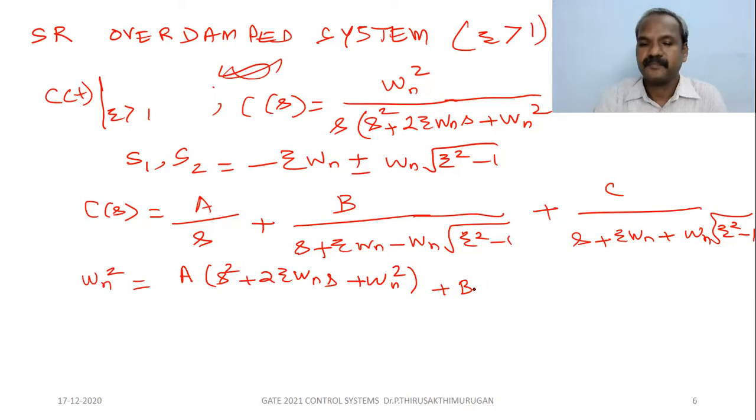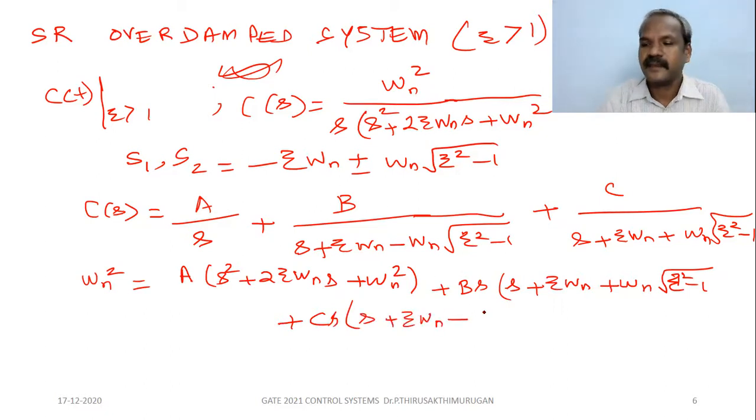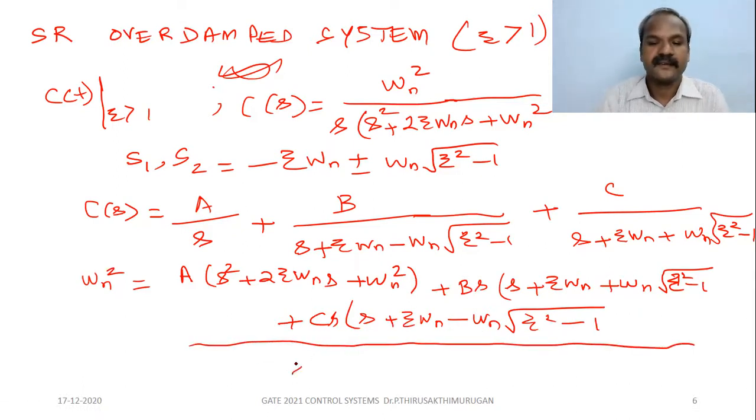Plus B S of S plus zeta omega n plus omega n square root of zeta square minus 1. Okay. Plus another term C S of S plus zeta omega n minus omega n square root of zeta square minus 1. Okay. So divided by the LCM, divided by S into S square plus 2 zeta omega n S plus omega n square.